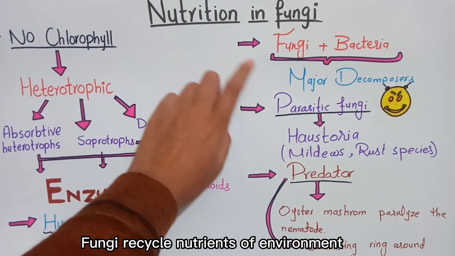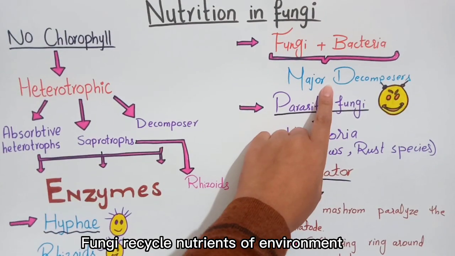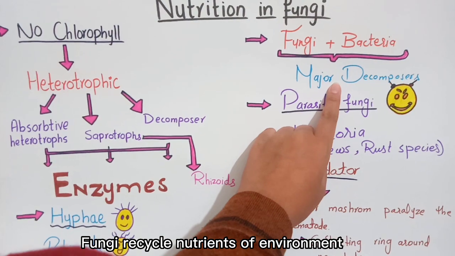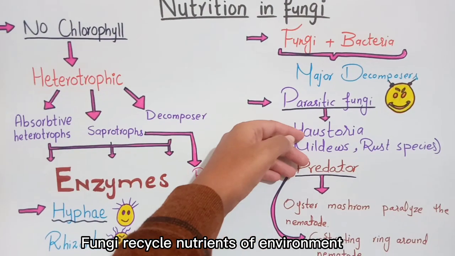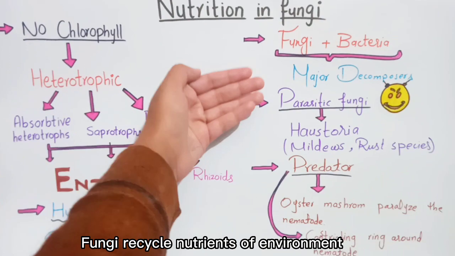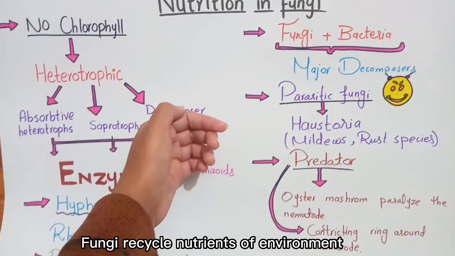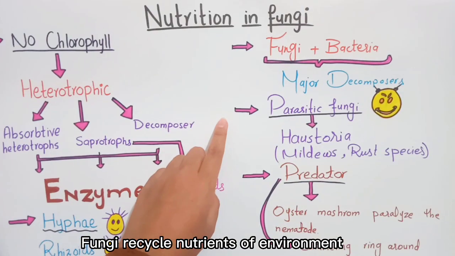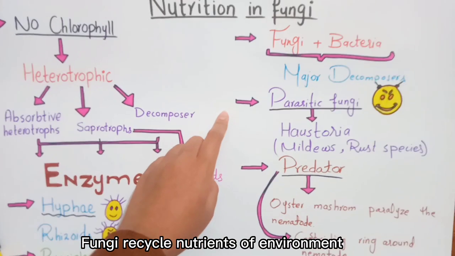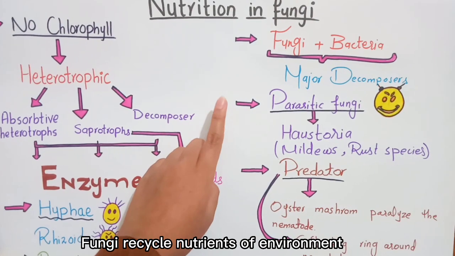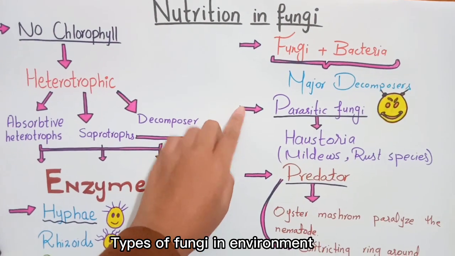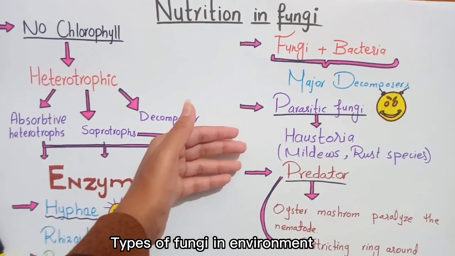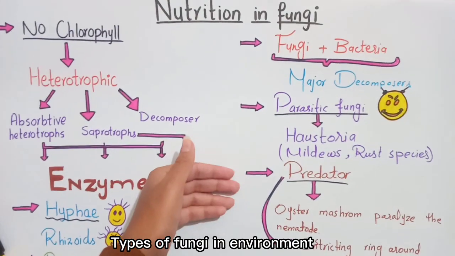Now the point is that, as you can see here, fungi and bacteria are both major decomposers of the earth. Without fungi there is less and less recycling. So for the recycling of nutrients in the environment we must have fungi, because if nutrients cannot be recycled, they deplete in the environment. The next one is the types of fungi in the environment. So fungi may be parasitic or may be predators.